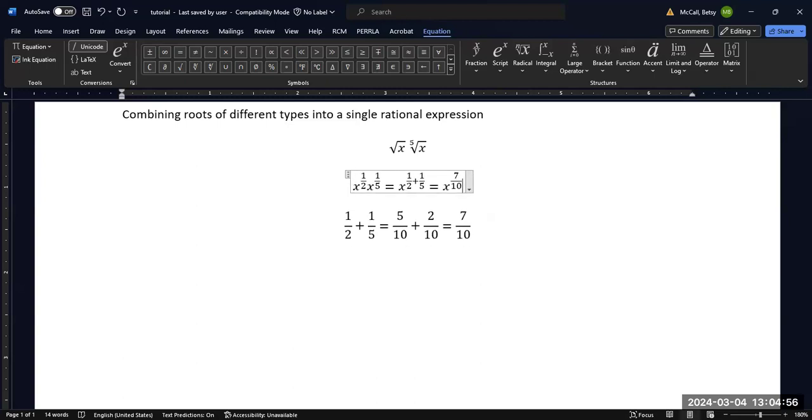Great, but now we want to write it back in root form. And what this tells us is the denominator of our exponent is the root, and the numerator is the power, the exponent. So this is going to be essentially equivalent to the 10th root of x to the 7th.